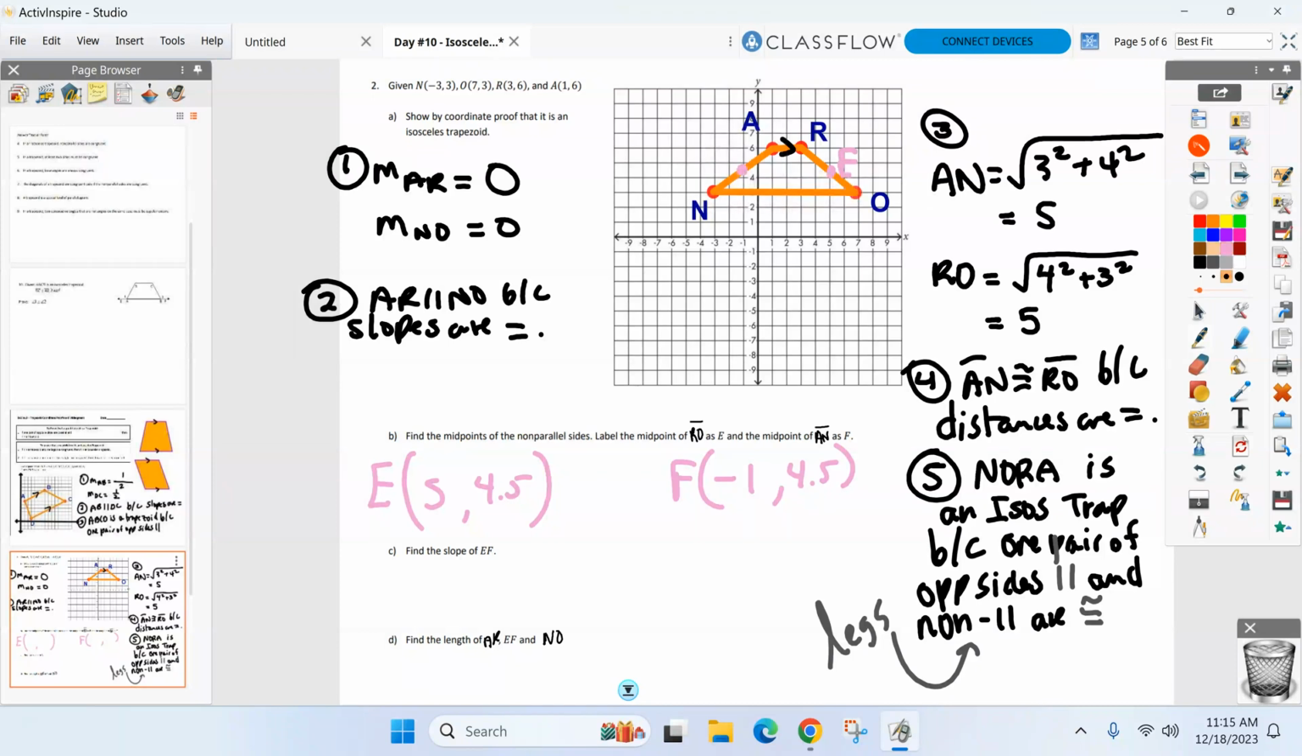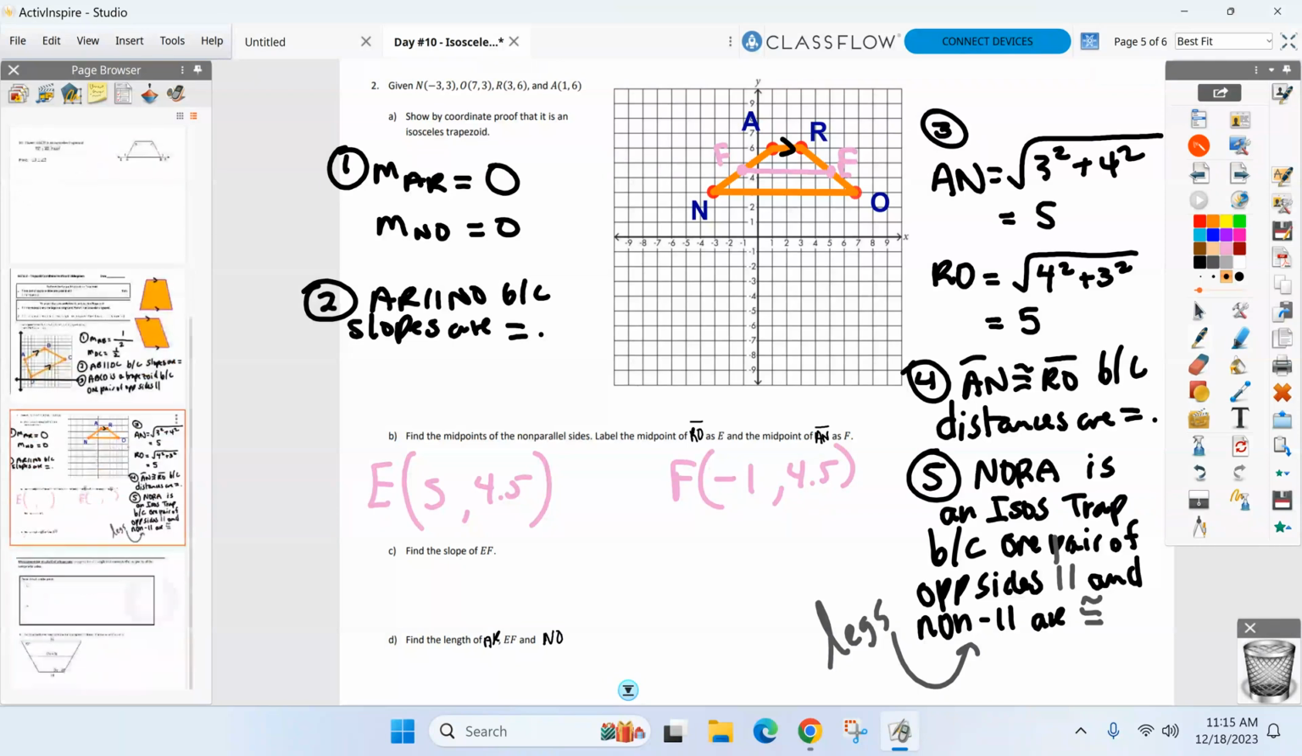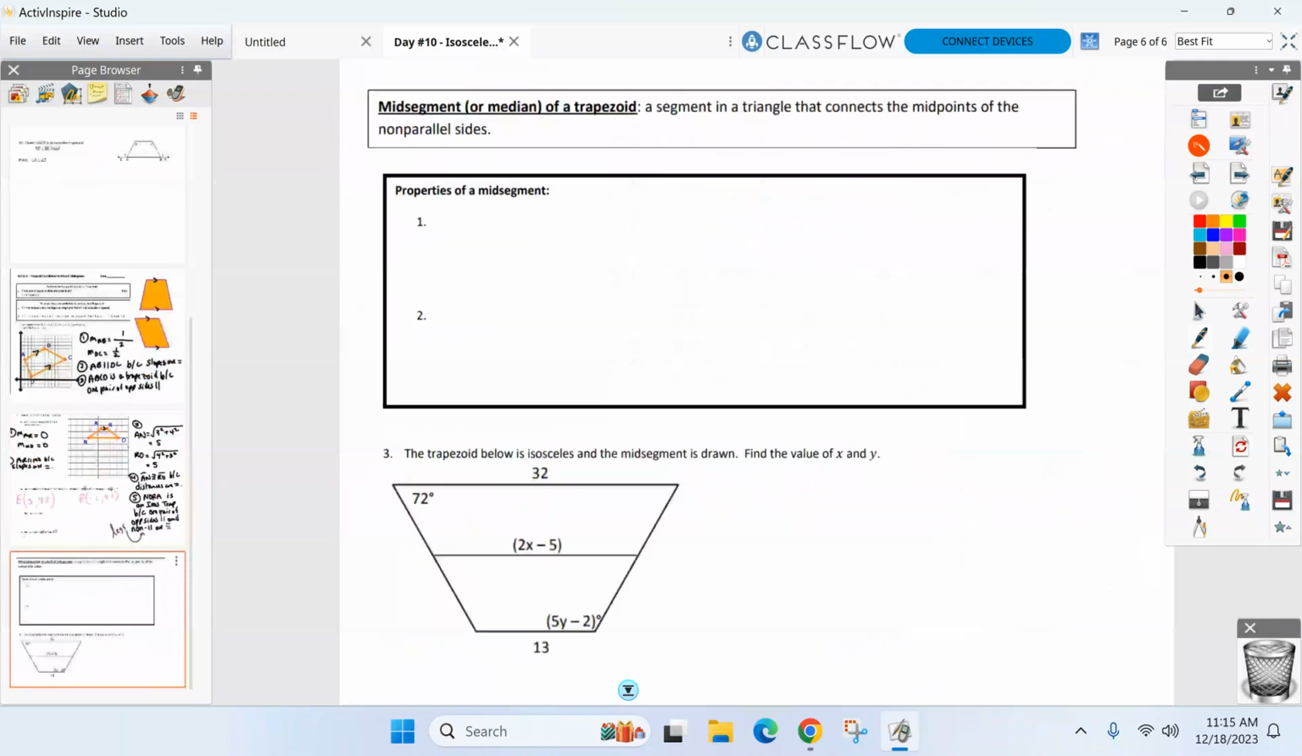And I'd like you to connect it, please. Connect E and F, so it forms a line segment EF. What you have just created is a special segment in any trapezoid. When you connect the midpoints of the non-parallel sides, you have what's called a mid-segment. That is what you guys just drew in for me. I'd like you to figure out two properties of a mid-segment.